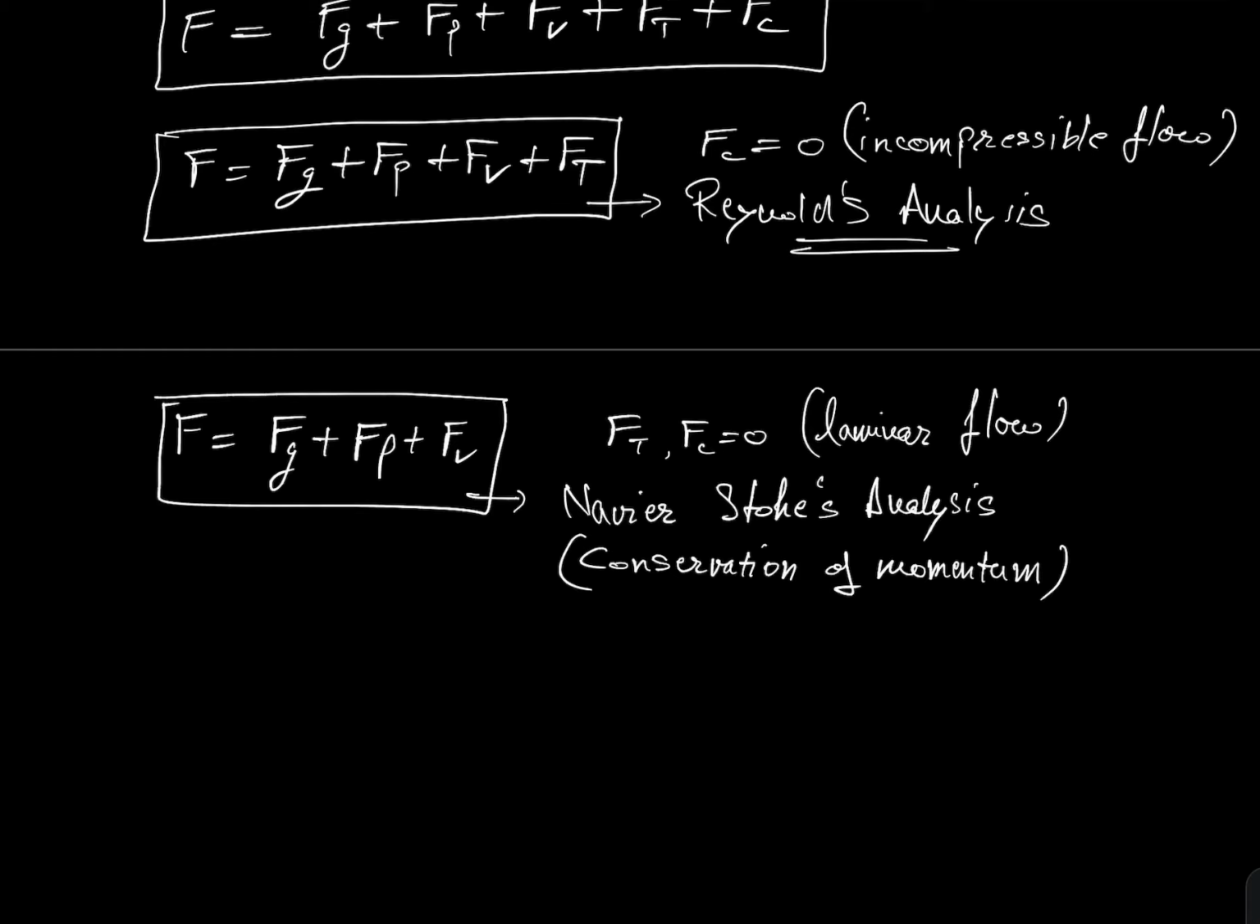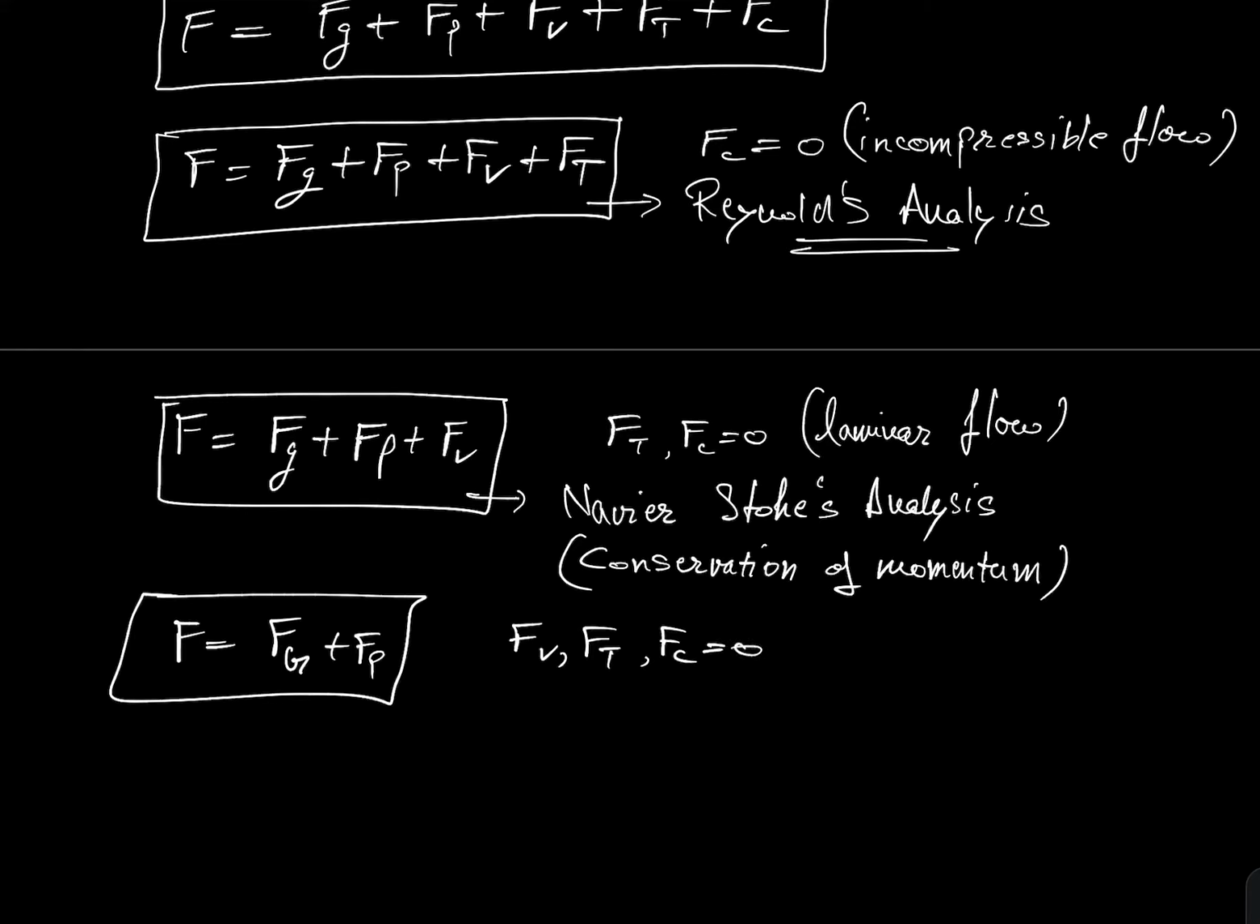Now what if I say that my fluid is ideal, its viscosity is also not there, then force will be equal to Fg plus Fp, right? Here Fv comma Ft comma Fc is equal to 0, right? This is ideal flow, ideal fluid. For ideal fluid, viscosity is 0, viscous forces don't come into the picture. Okay, so this analysis is called Euler analysis. Euler analysis. Okay, here the fluid is ideal.